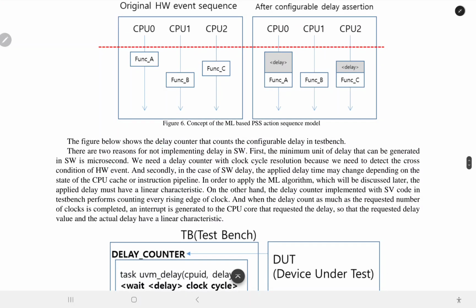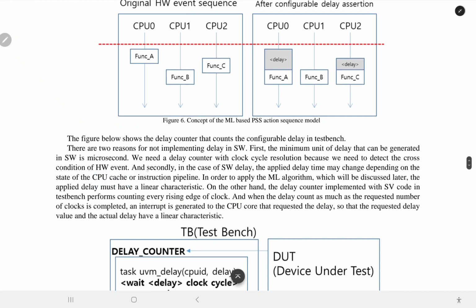There are two reasons for not implementing the delay in software. First, the minimum unit of delay that can be generated in software is a microsecond. We need to delay the counter with clock cycle resolution because we need to detect the cross condition of the hardware event. And secondly, in the case of software delay, the applied delay time may change depending on the state of the CPU cache and instruction pipeline. In order to apply the ML algorithm, which will be discussed later, the applied delay must have a linear characteristic.